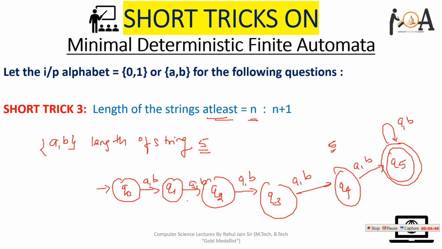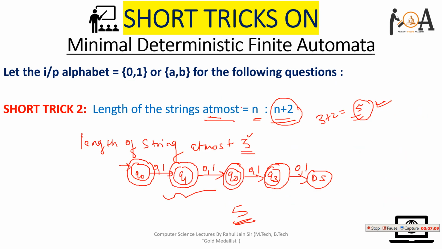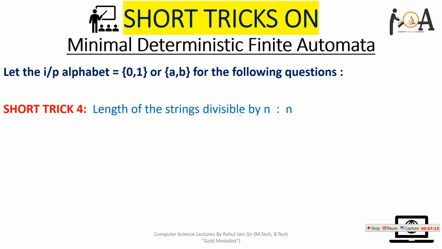So how many states are there here? 1, 2, 3, 4, 5, 6. So you can directly answer using the shortcut trick, n plus 1, that is 5 plus 1 equals 6. Right, no need to draw the DFA. You can apply this trick, n plus 1, for the at least case. I am revising these 3 again: for exactly n, plus 2; for at most n, plus 2; for at least n, plus 1.